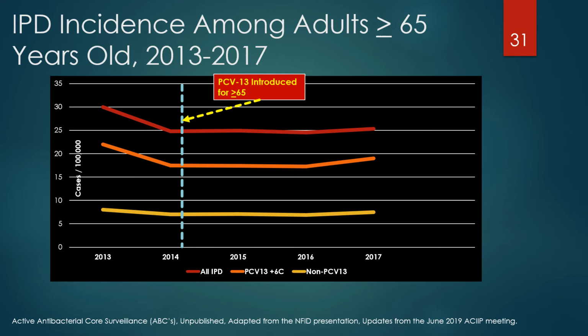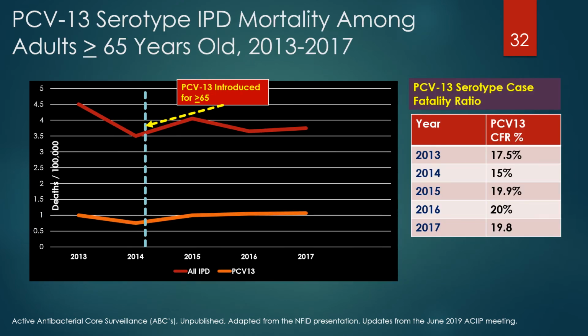Another thing to note from this graph is that non-PCV13 serotypes make up a significant number of the IPD disease burden. This graph and table show the PCV13 serotypes invasive pneumococcal disease mortality among adults 65 and older from 2013 to 2017. As demonstrated, there was no population-level impact on IPD mortality associated with PCV13 serotypes since 2014, when PCV13 was recommended for those 65 and older. Also, there was no change in the PCV13 serotype case fatality ratios percent since 2014.